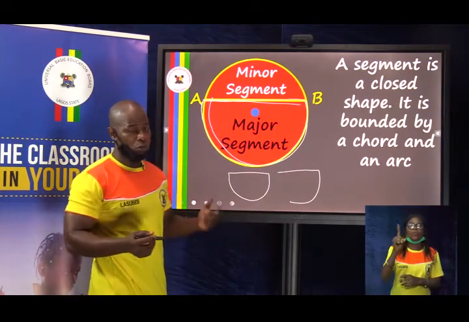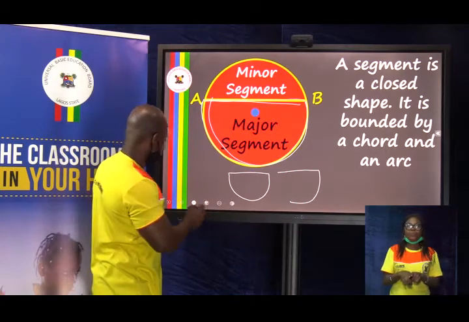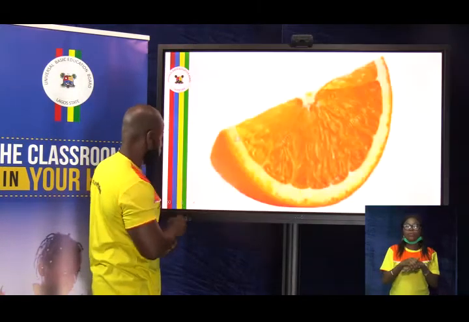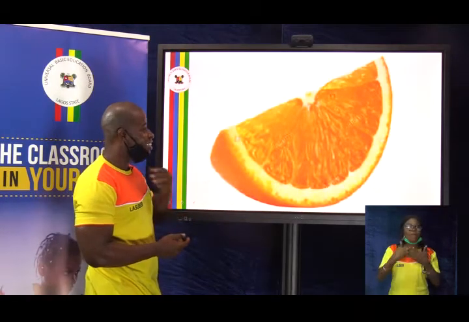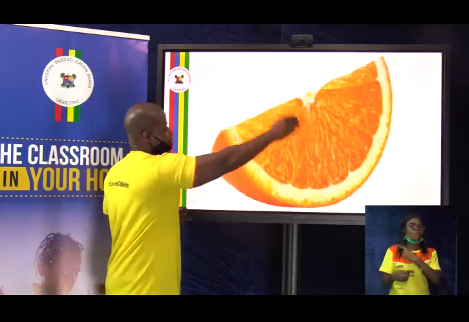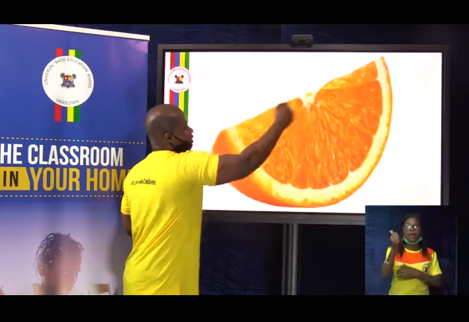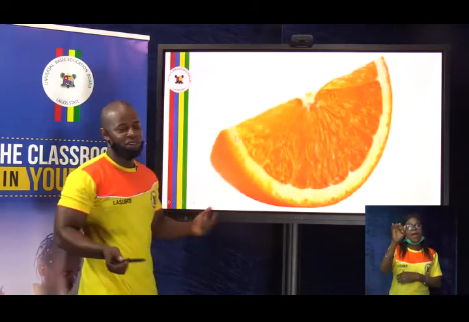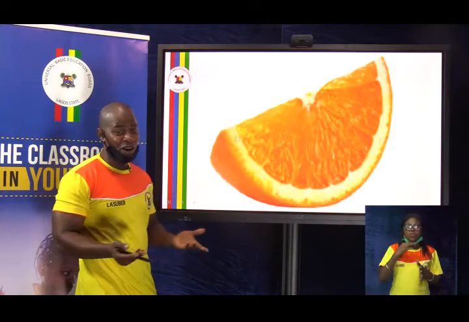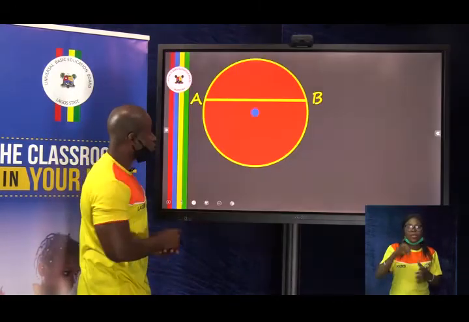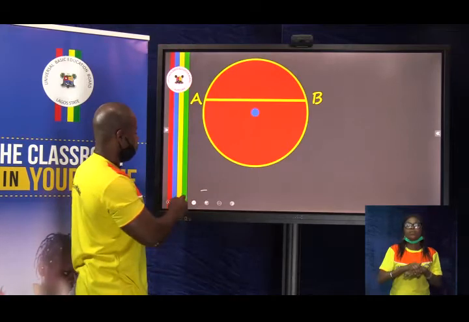Okay, so let's move on. That's orange that I was talking about. Okay, so this is a segment. So you have an arc, then you have a chord, a straight line. Okay, so you can see that segments are actually things that are easy to find around you. So let's move on.